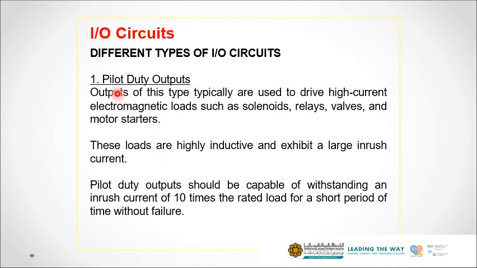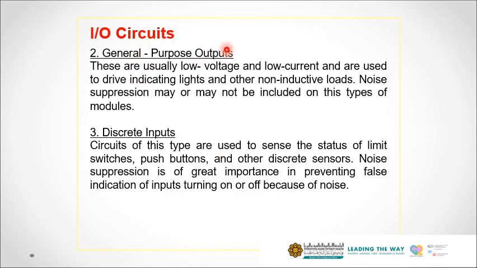So there are different types of I/O circuits available in the PLC. We call one pilot duty output. This is one type of output that handles mostly high current electromagnetic loads such as solenoid relays and all these things. Next, we have general purpose output. Most of the outputs you will find to be general purpose. It handles mostly low voltage, low current loads, such as normal lights, indicator lights, or non-inductive loads. For inductive loads, usually we use dedicated output which can handle higher current.